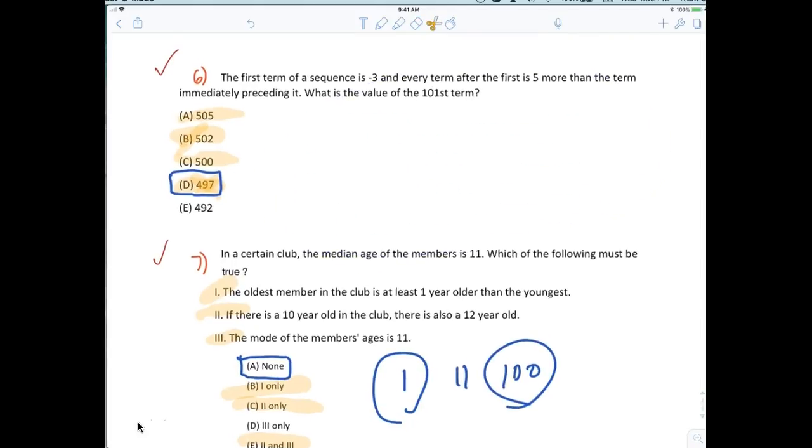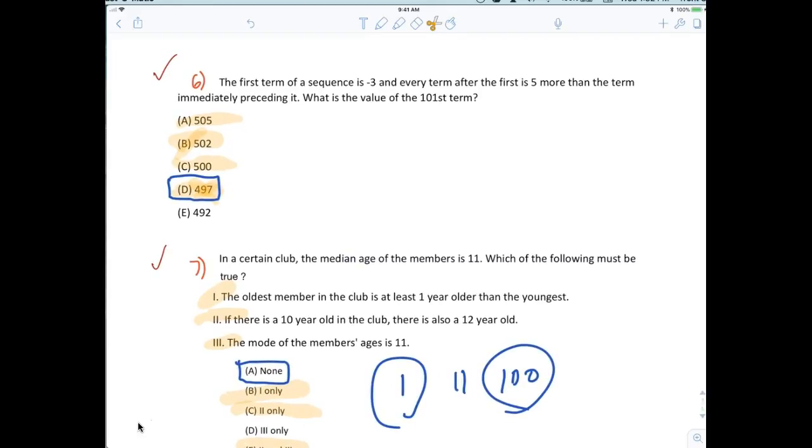All right. Now, number 6 is a fantastic problem. Lots of thought going into this. All right, so now, I want to know what the 101st term is.